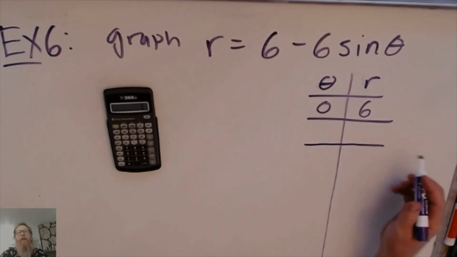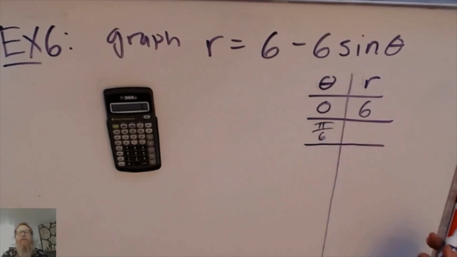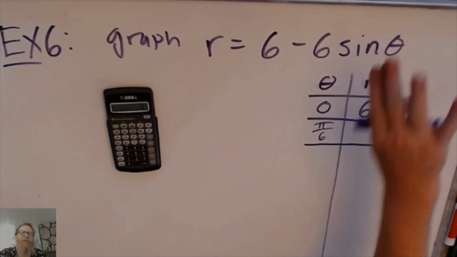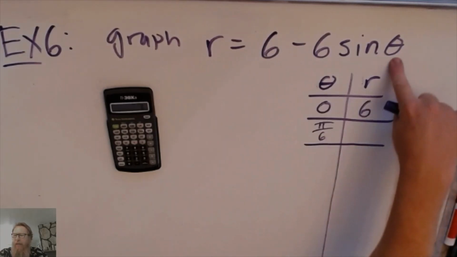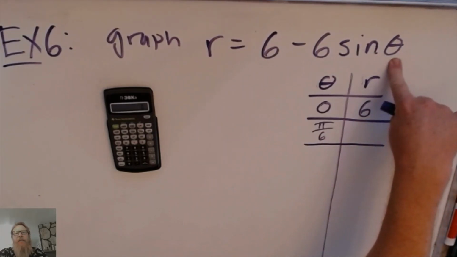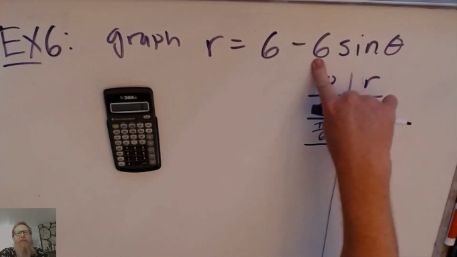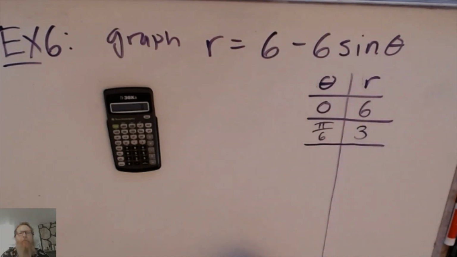All right. Now we'll go to 30 degrees, pi over 6. I don't have any double angles here, so I'm not worried about picking weird pi over 12s and things like that. So I got sine theta, pi over 6. Sine of pi over 6 is 1/2. 1/2 times 6 is 3. 6 minus 3 is 3.